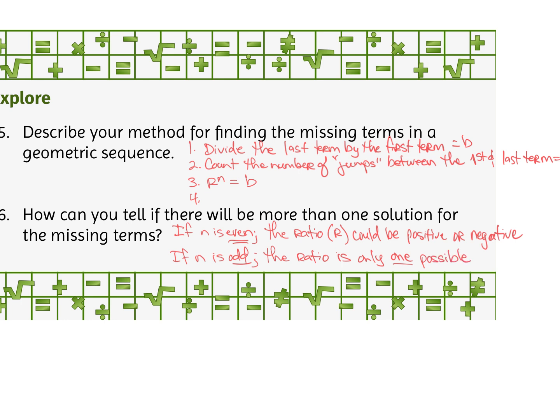Okay, so again, if we multiply that ratio 4 times together, then it could be positive or negative. If we multiply it only 3 times together, then it's only one possible answer. So this is how we know if we're going to have more than one answer.